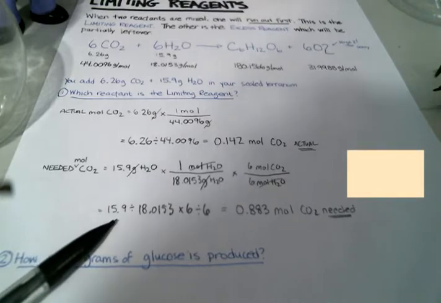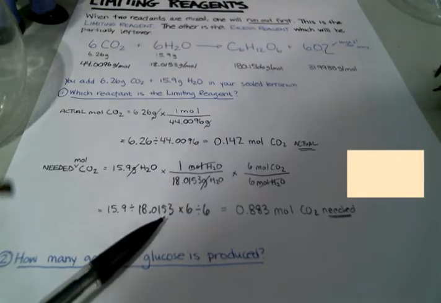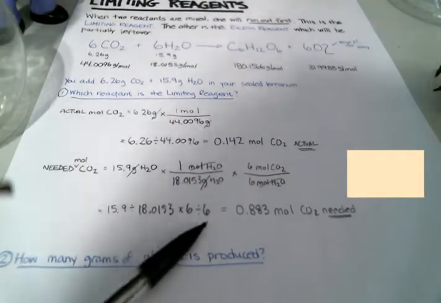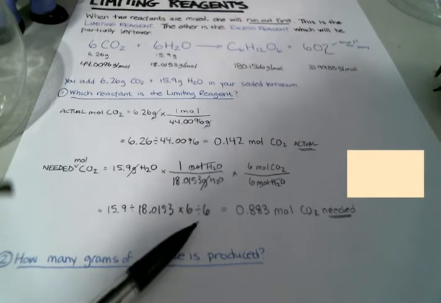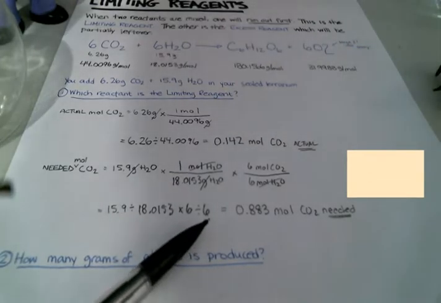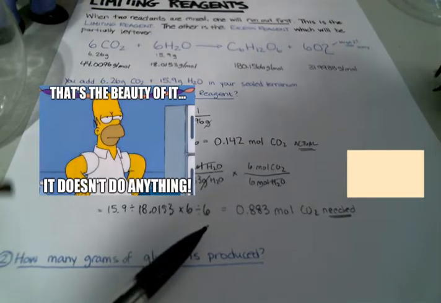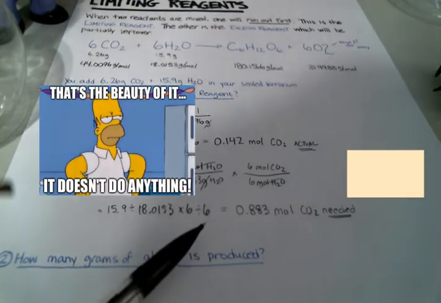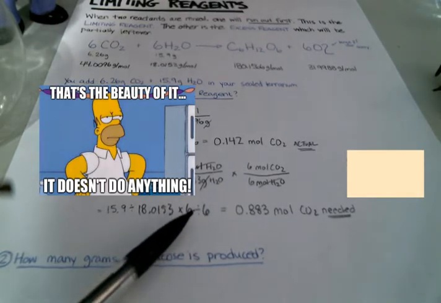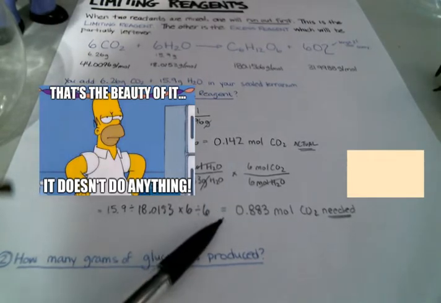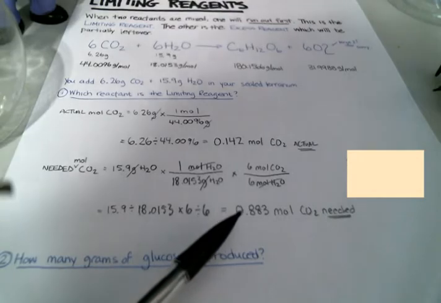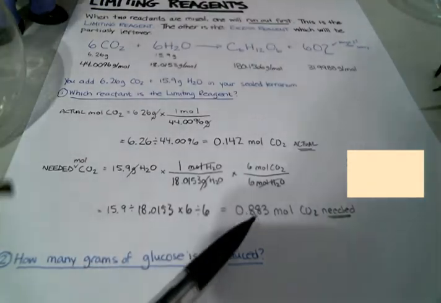Now we can take our 15.9 divided by the 18.0153, multiply by 6 and divide by 6. Some of you are probably thinking, why would we do that? That doesn't do anything. And that's true. You can actually skip these, because multiplying a number by 6 and dividing by 6 is like multiplying by 1. That gives us a final answer of 0.883 moles of carbon dioxide needed.